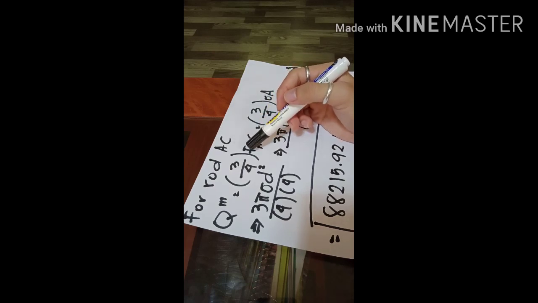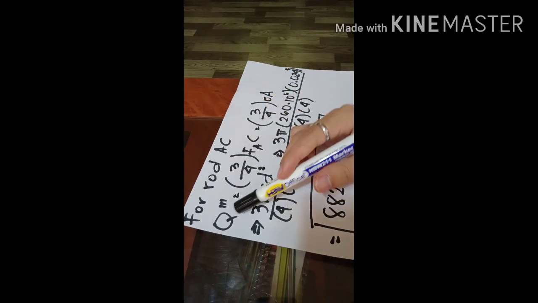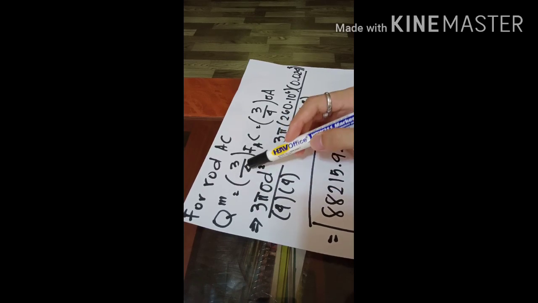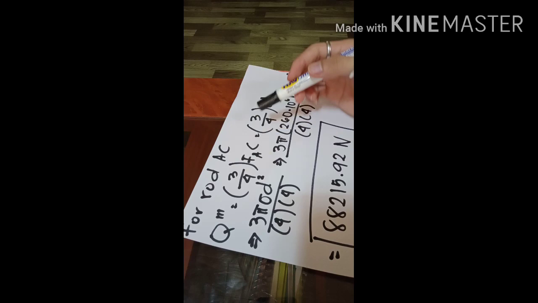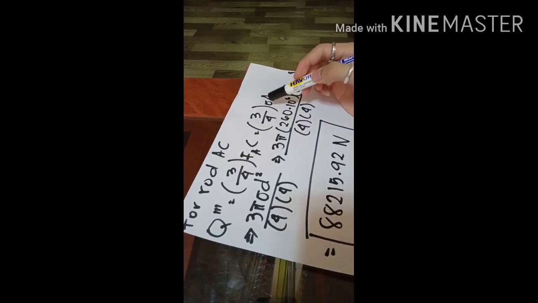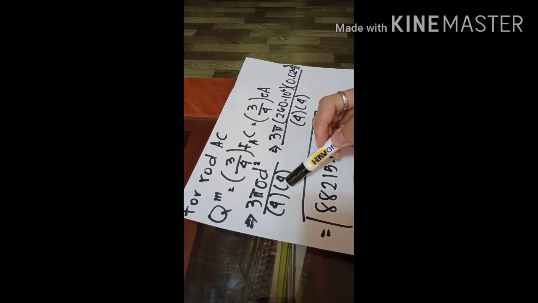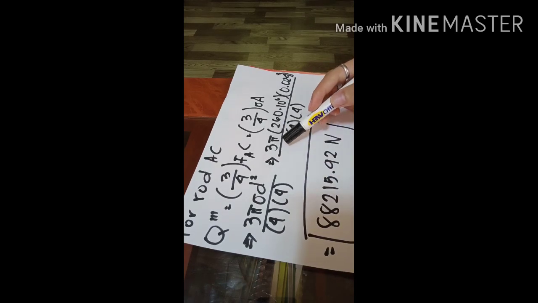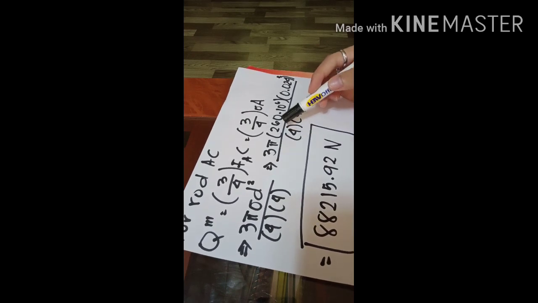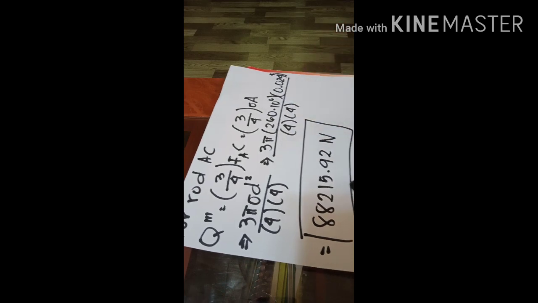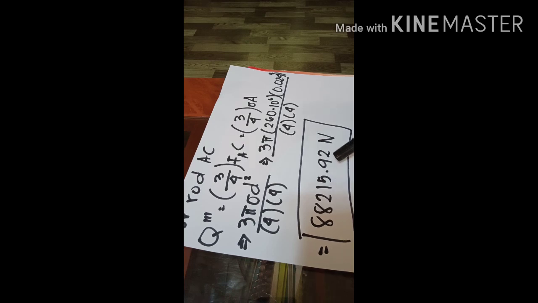And now, we are going to solve for rod AC. Q triple prime is equal to the quantity of 3 over 4 F sub AC, which is equal to 3 over 4 normal stress times A. Next is 3 pi normal stress D squared over 4 times 4. And now we are going to substitute. 3 pi times the quantity of 260 times 10 to the power of 6 times the quantity of 0.024 squared over 4 times 4. The answer is 88,215.92 newtons.